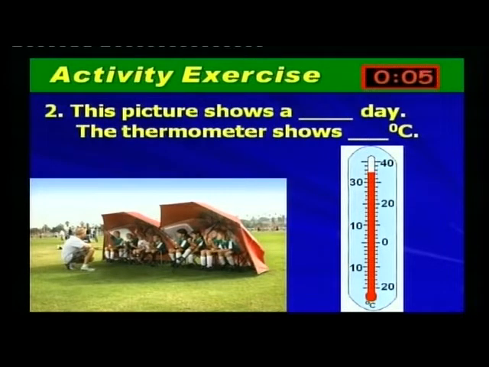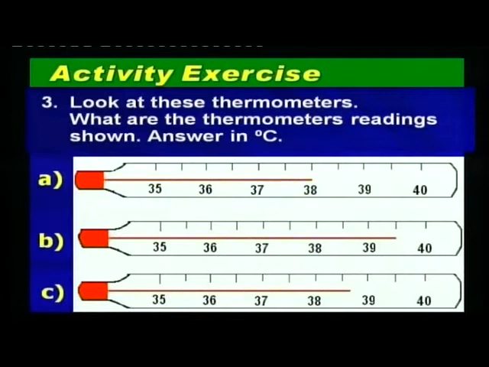Sit up straight if you have finished, and we'll move on to the next set of exercise. Okay, we'll move on to the next exercise. You have 3 thermometers there. I'd like you to write down just the answers to those thermometer exercises. Don't forget to write your units. I will give you 3 minutes to at least complete these 3 exercises, 1 minute for each.